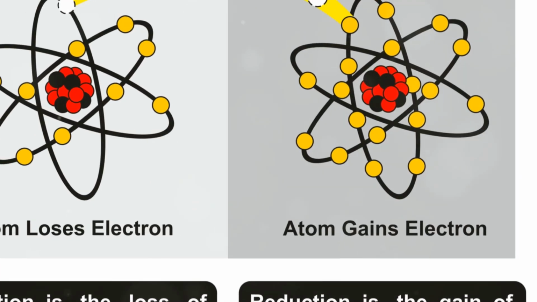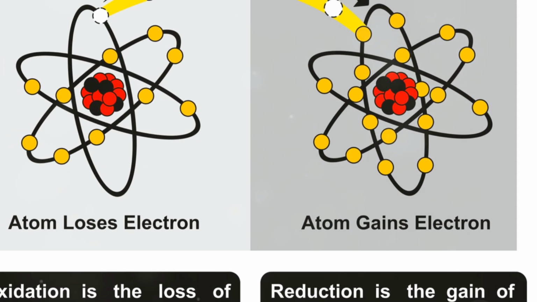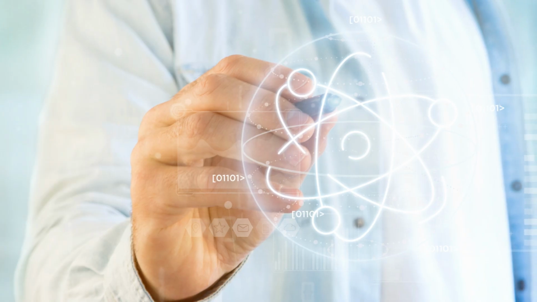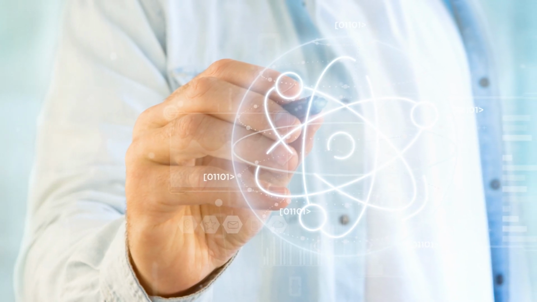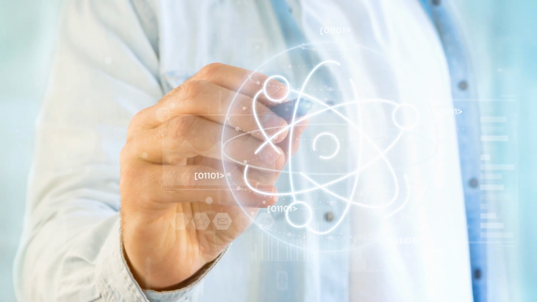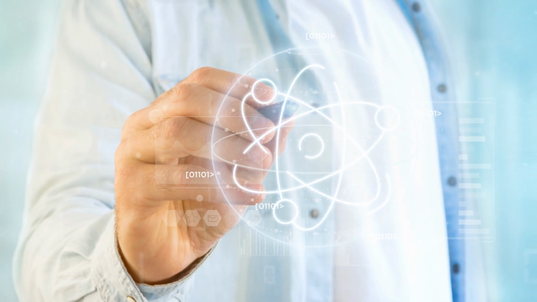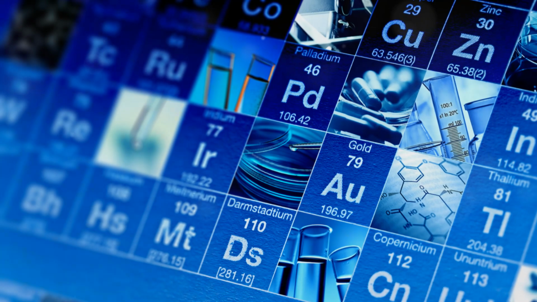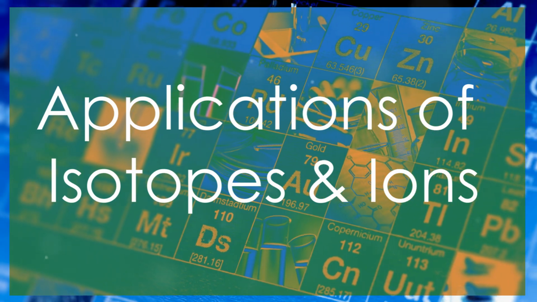On the other hand, ions result from changes in the number of electrons orbiting the nucleus. When an atom gains or loses electrons, it becomes charged, either positively or negatively, while its mass remains almost the same. Applications of isotopes and ions.